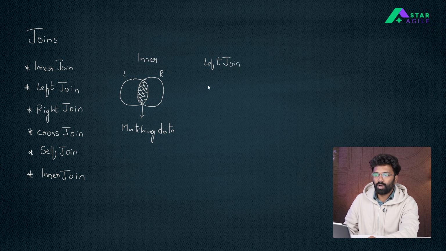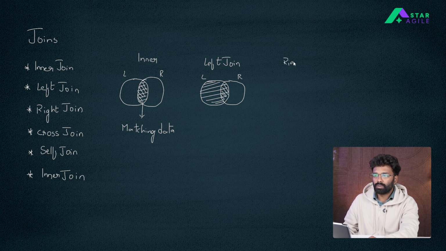Next, left join. So what left join will do over here means, when I am combining 2 different tables, when I am joining 2 different tables, left join will fetch, or it will print, the complete data from the left table and only the common data from the right table.